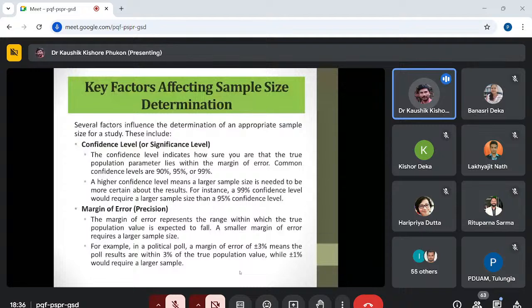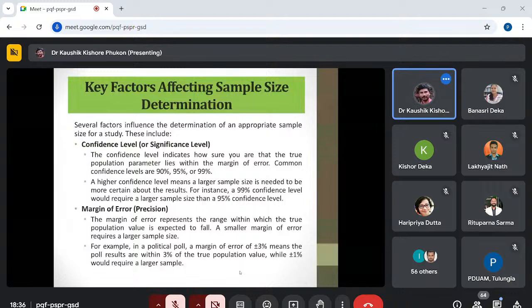Okay. The confidence level. The confidence level indicates how sure you are that the true population parameter lies within the margin of error. Common confidence levels are 90%, 95%, 99%. Okay. A higher confidence level means a larger sample size is needed to be more certain about the results. For instance, a 99% confidence level would require a larger sample size than a 95% confidence level.